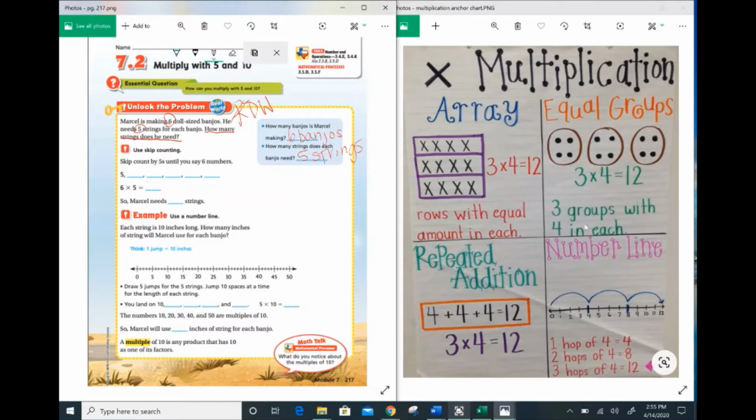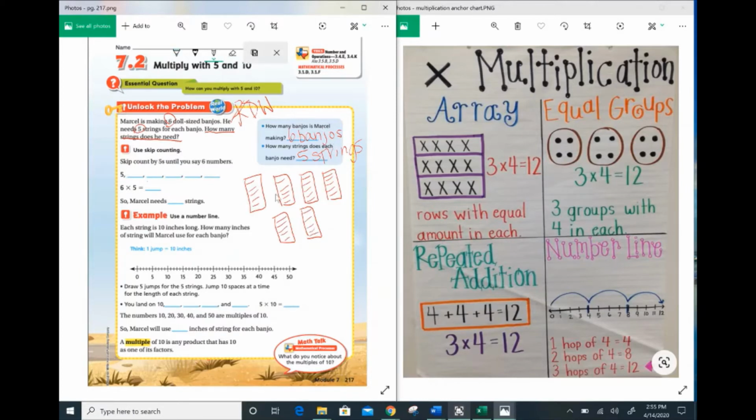So one thing that we could do, boys and girls, is draw equal groups. I know I have 6 banjos: 1, 2, 3, 4, 5, 6. And each one has 5 strings. So 1, 2, 3, 4, 5 for each banjo.